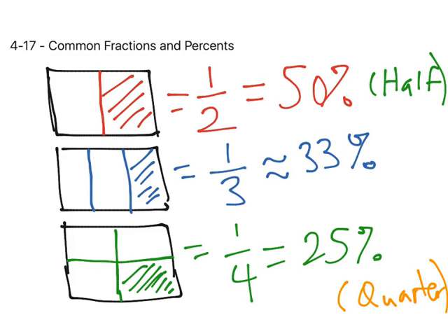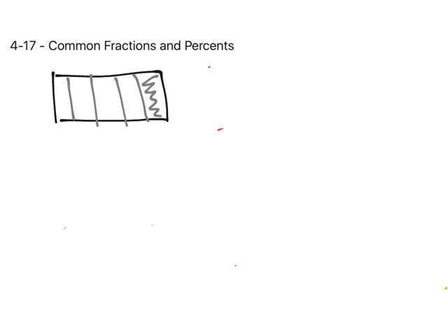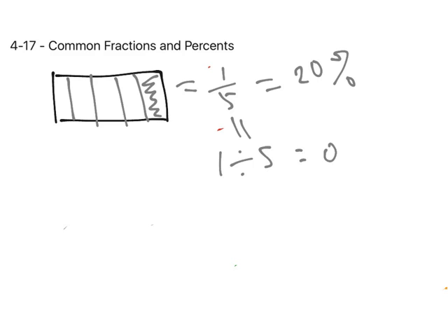We'll look at 2 more. If we divide something into 5 pieces, and we take one piece, that's 1/5. 1/5 is 20%. By the way, how do we know this? Well, 1/5 is 1 divided by 5, which is 0.20, which is 20%.